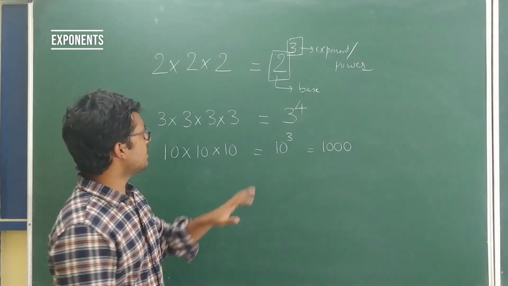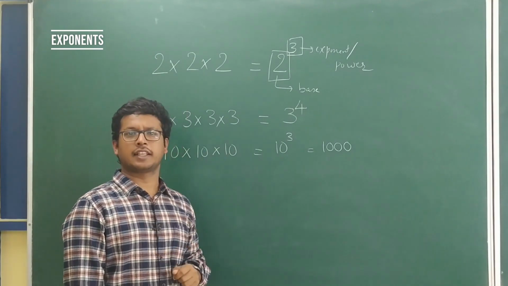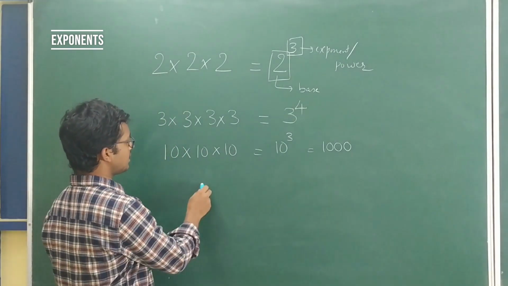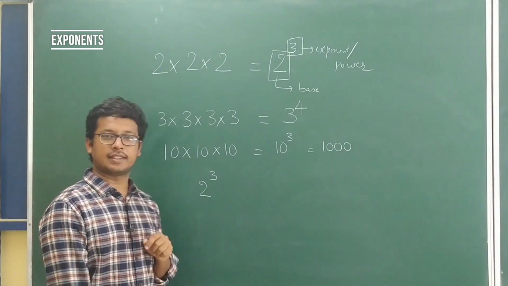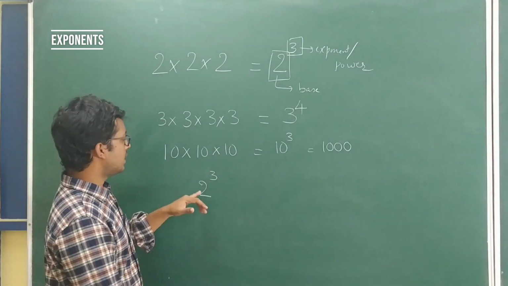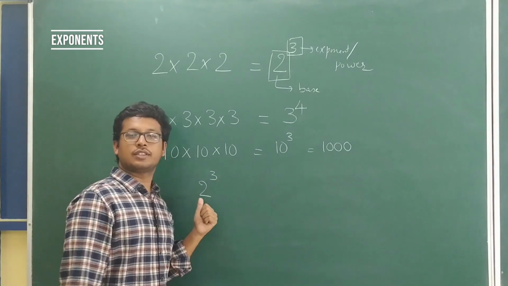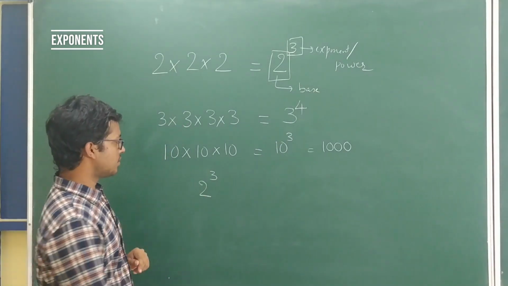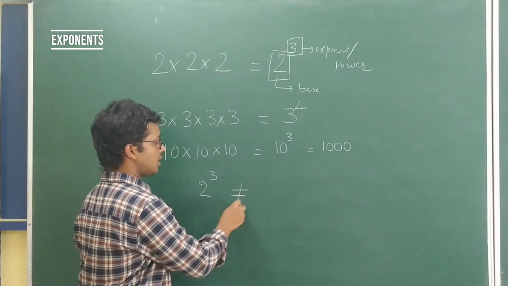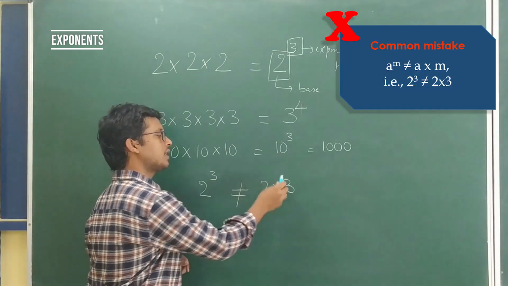But one common mistake that we always make in exponents is this one. As soon as you see 2 raised to 3, you immediately jump and write 6. That would be wrong. What you did there was you multiplied 2 and 3. This is not multiplication of 2 and 3. Please understand this one. So this is not equal to 2 into 3. You can check this one.